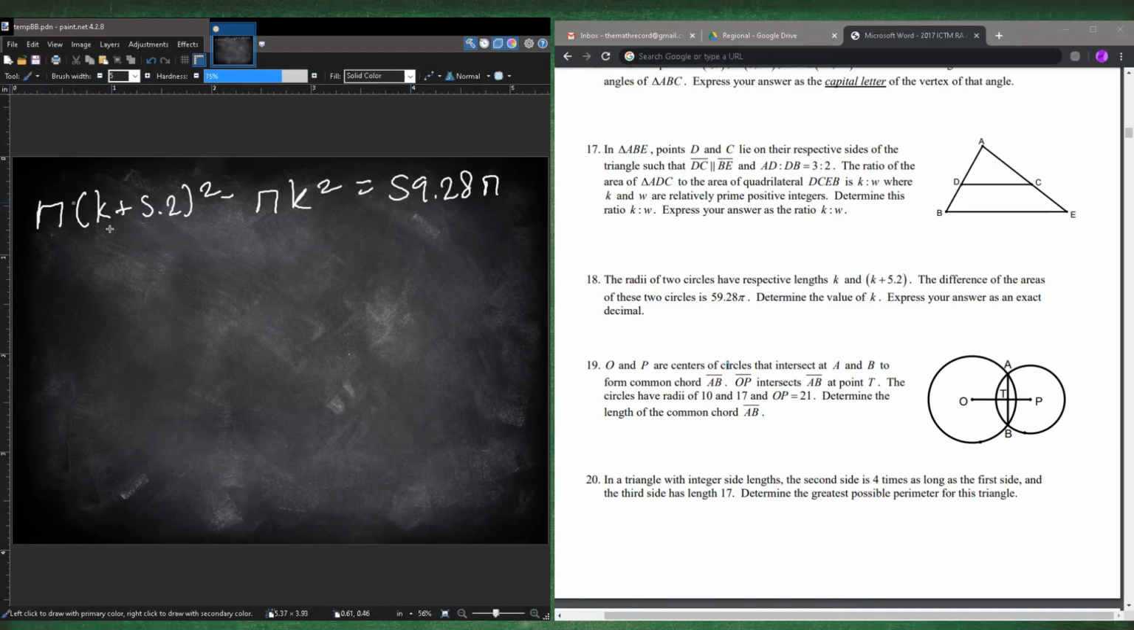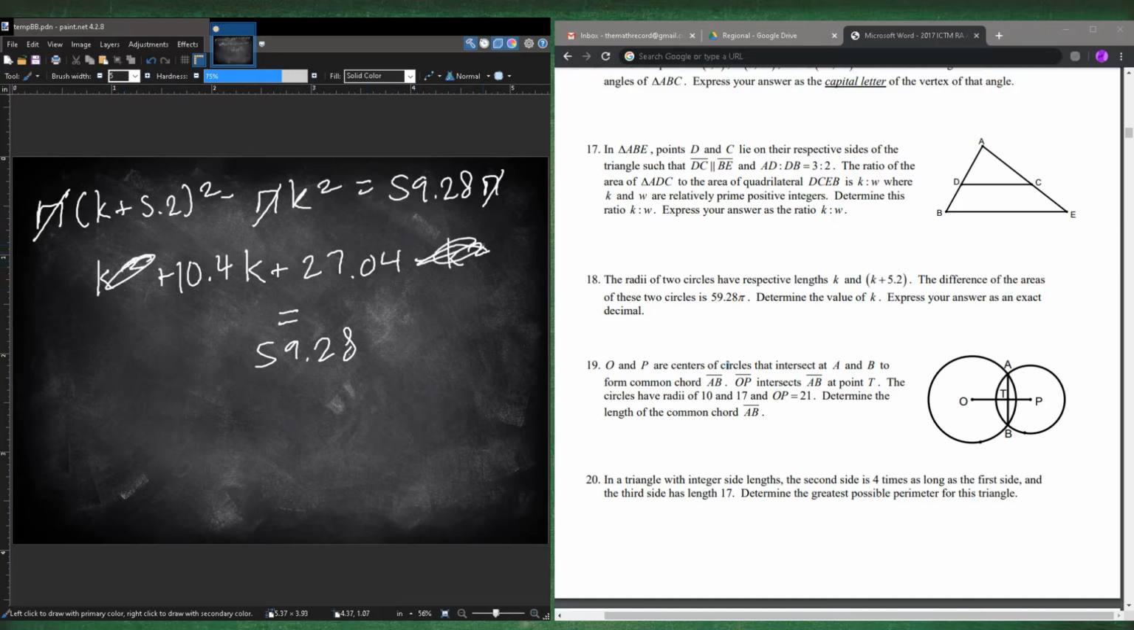Okay, let's move this up because that information is not necessary anymore. So we could just divide pi from all the sides because we don't need it. So now we have a quadratic: k squared plus 10.4k plus 5.2 squared. We could use a calculator for that. That is 27.04. And then we need to minus k squared, and that is equal to 59.28. Right? We minus k squared, so these two cancel out.